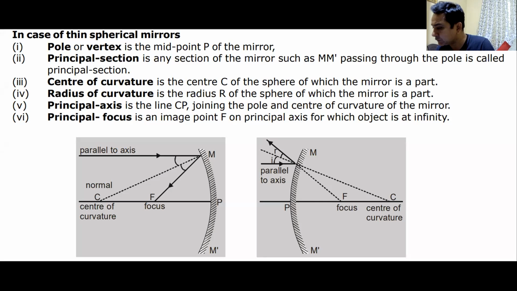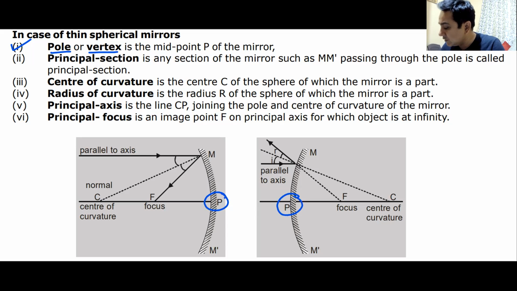Well then, we'll go through some of the definitions of spherical mirrors. And as I said, we have to understand these definitions. If we understand these definitions, things become a lot easier. The first definition, going serial-wise, is the pole or the vertex, denoted by the letter P.